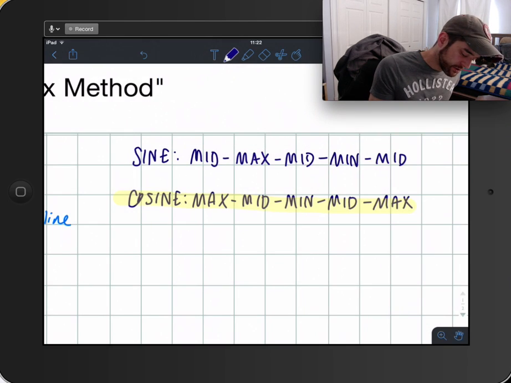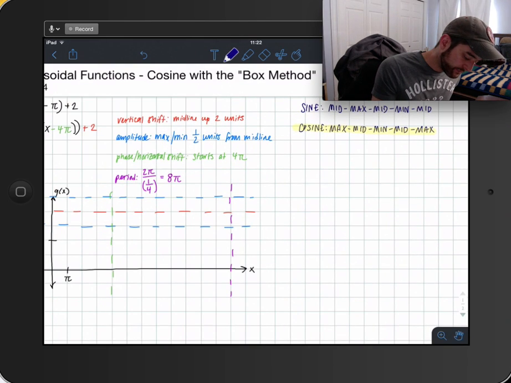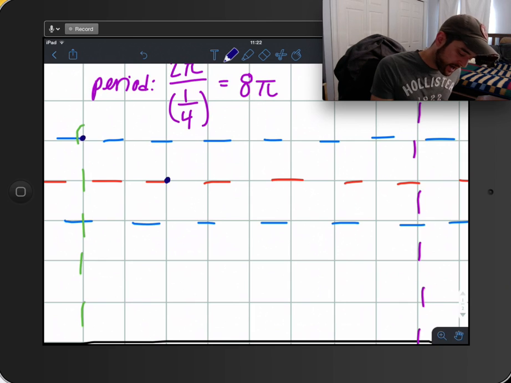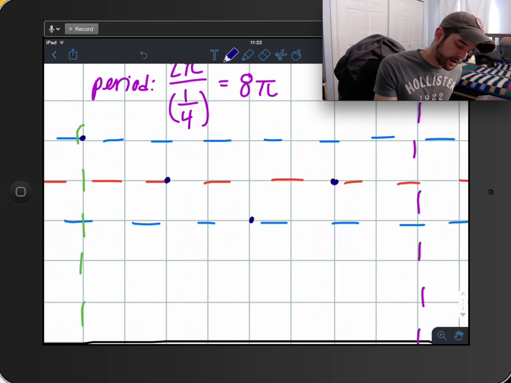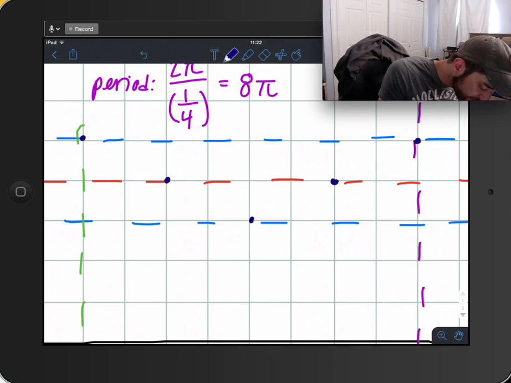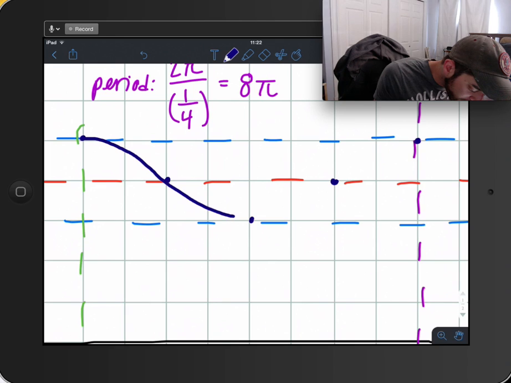So now, let's go over to our graph. We start at the maximum. 1/4 of the way through, we're at our midline. Halfway through, we're at our minimum. 3/4 of the way through, we're at our midline again. Then we end at the maximum. You get a good graph that looks something like that.